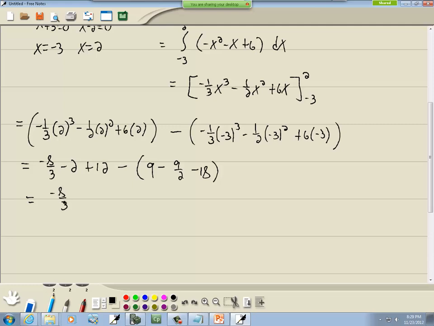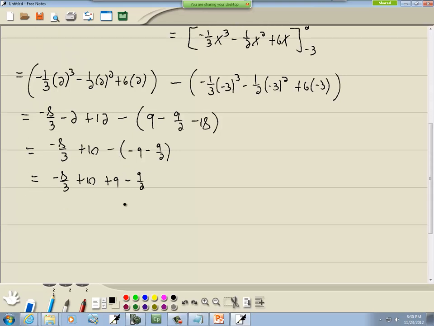That gives us negative 8/3. Negative 2 plus 12 is 10. Minus 9 minus 18 is negative 9 minus 9/2, which gives us negative 8/3 plus 10 plus 9 minus 9/2. Remember, our negative out in front flips the sign of everything, which would help if I actually flipped the sign. The negative 9/2 should be a positive 9/2. I was thinking I wasn't going to check this one, but I think I got better after that. 10 plus 9 is 19 minus 8/3 plus 9/2.